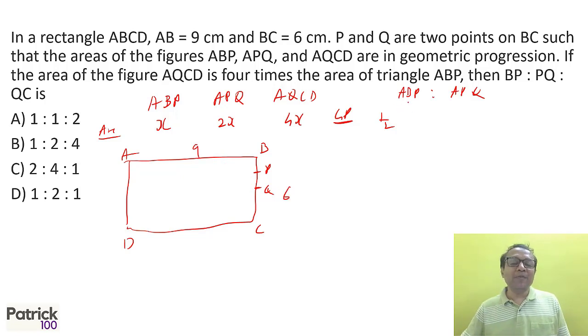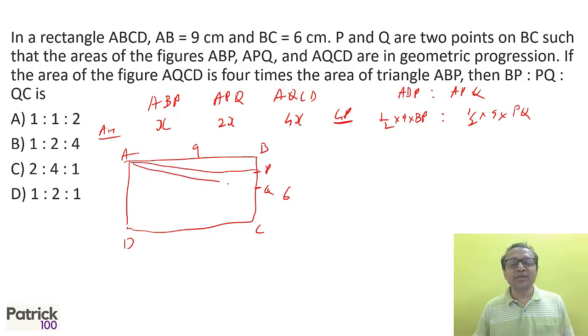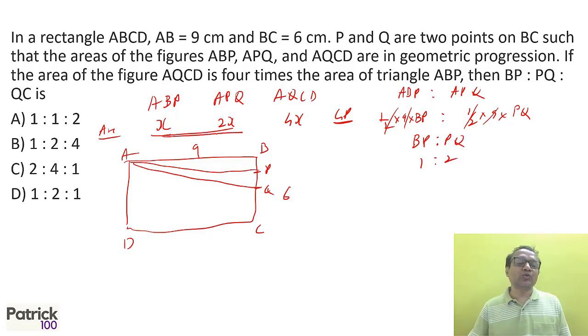So area of ABP, if you look at it, is half into 9 into BP. And APQ is half into 9 into PQ. Because height is the same for both triangles, the base is BP and PQ. Half and 9 get cancelled. So the ratio of area is BP is to PQ, which we know is 1:2.